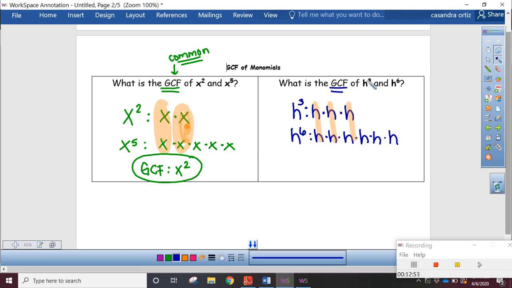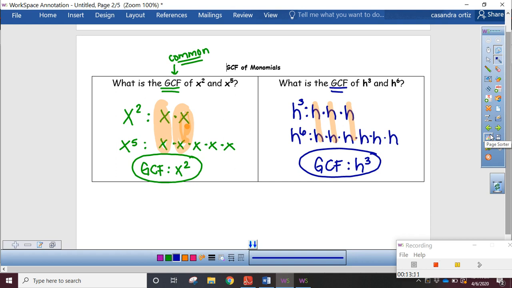Again, you can just take a look at which of the two has the smallest exponent, and that tells you what they have in common. So the GCF of h to the power of 3 and h to the power of 6 is h to the power of 3. They had 3 h's in common.